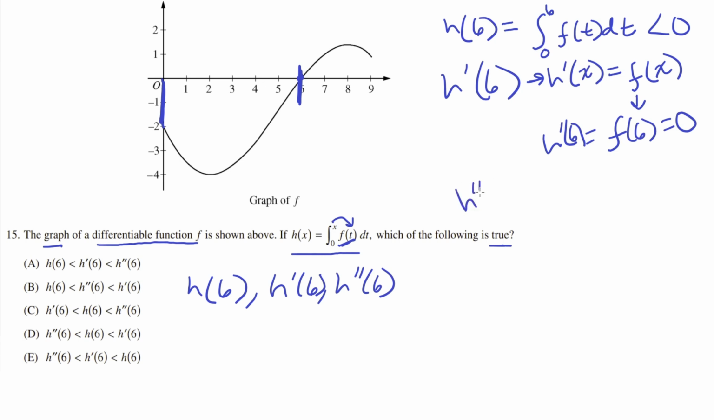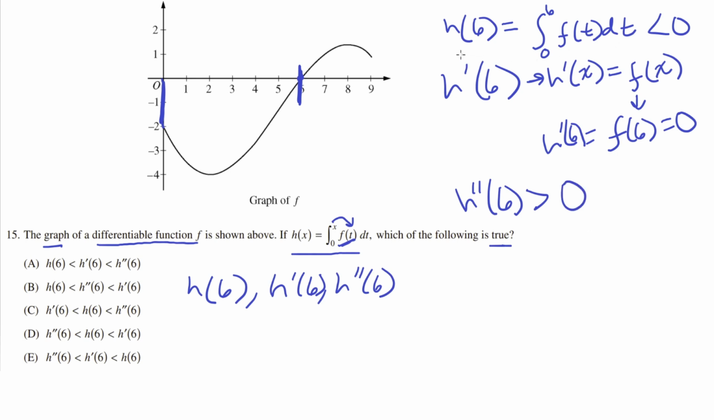Okay. And then h double prime of 6 is the second derivative of h of x, or the first derivative of f of x, the graph of f. Since we have the graph of f, we see that if we took the derivative at 6, it would be finding the slope of this tangent line at the point x equals 6. And we see that the graph here is increasing, meaning the slopes of any tangents in this region are positive. So that means h double prime of 6 is greater than 0.